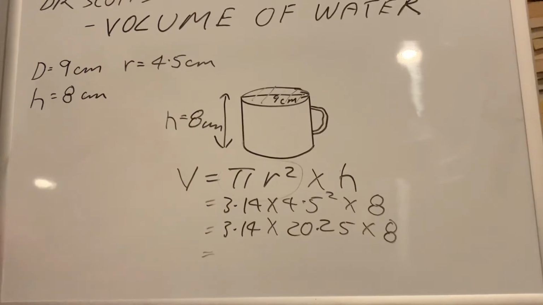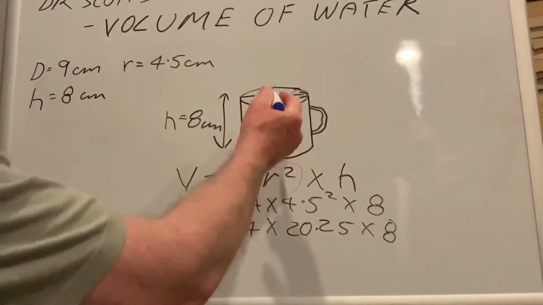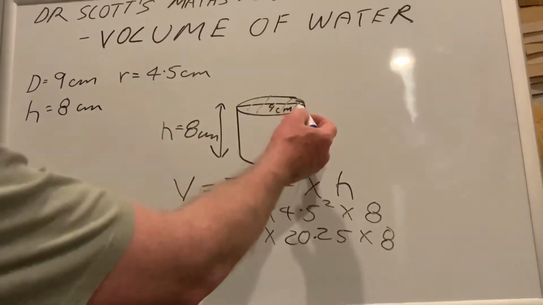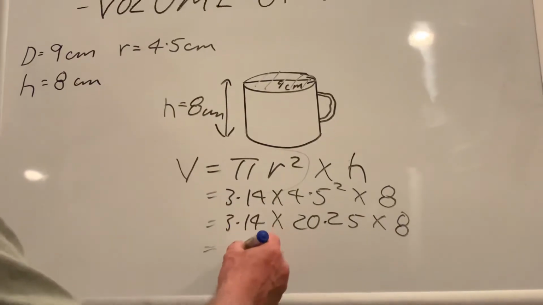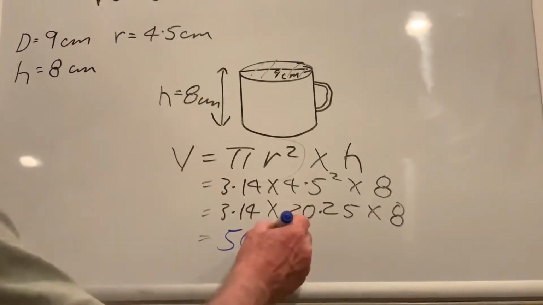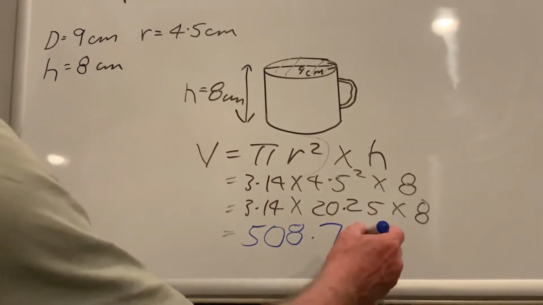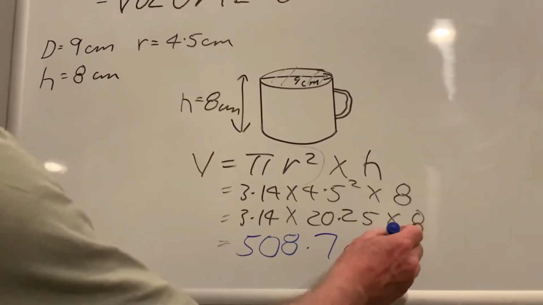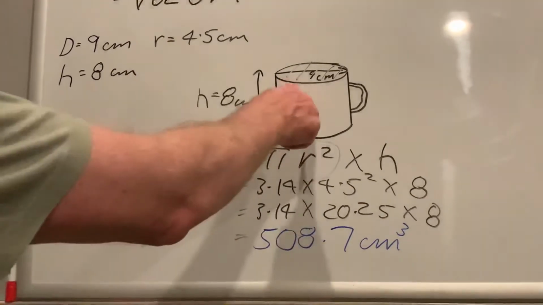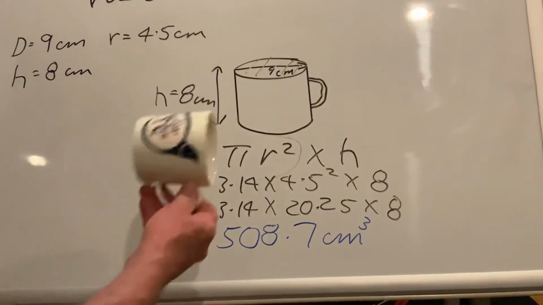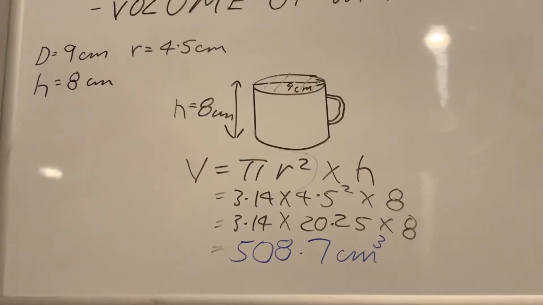I did it earlier, and I'll just tell you that the volume of water in that cup with a diameter of 9 centimetres and a height of 8 centimetres equals 508.7 cubic centimetres. So there's about just over half a litre of water in this cup. I wouldn't have thought it'd be half a litre, but apparently that's what it is.